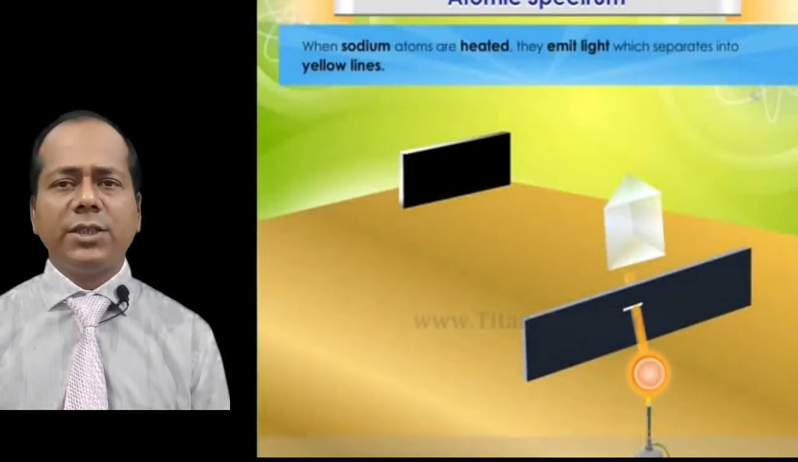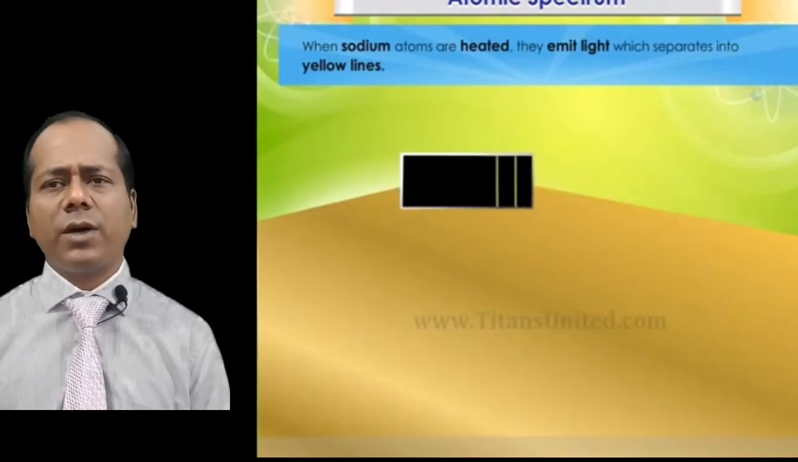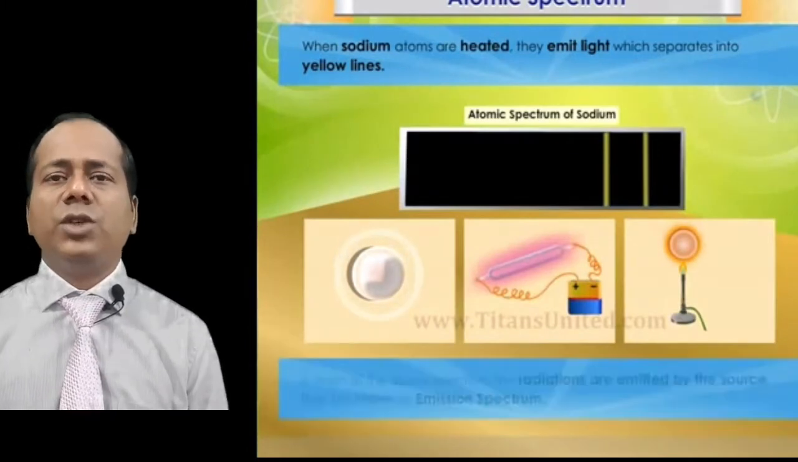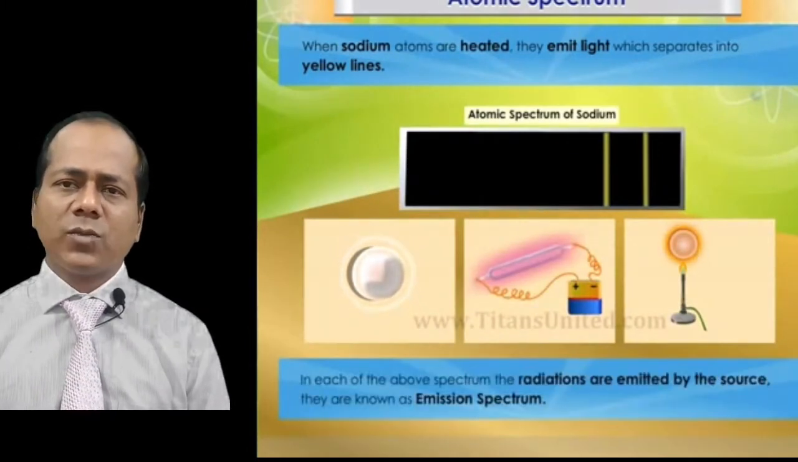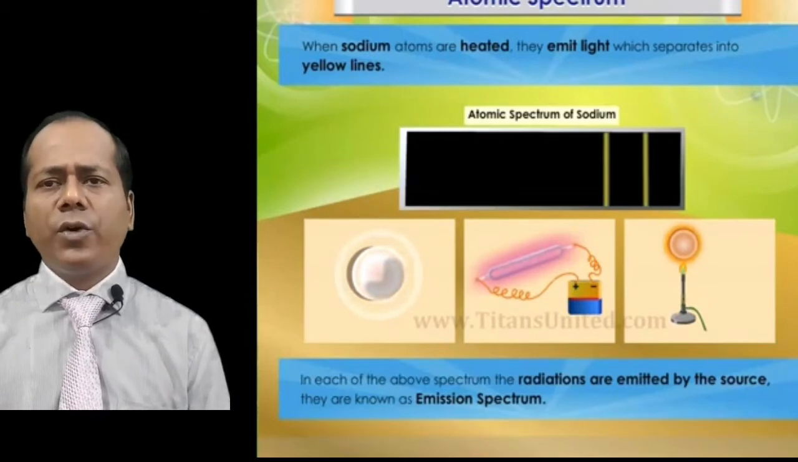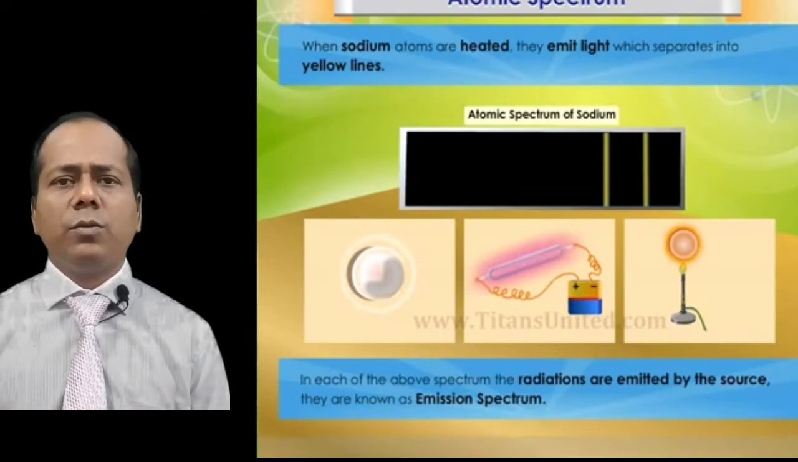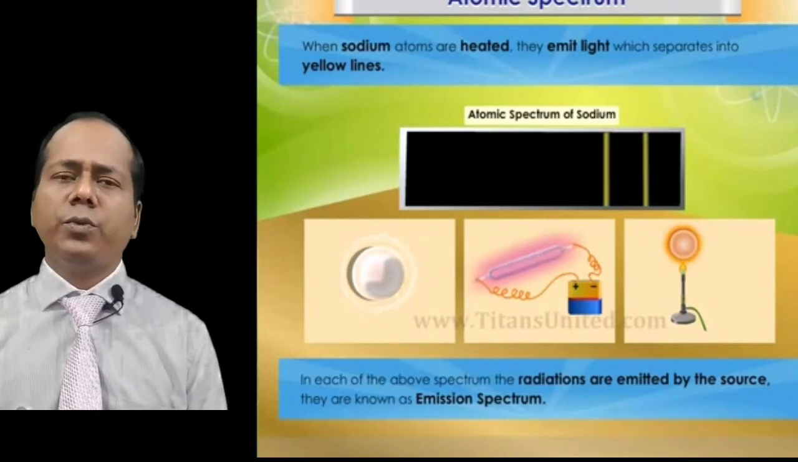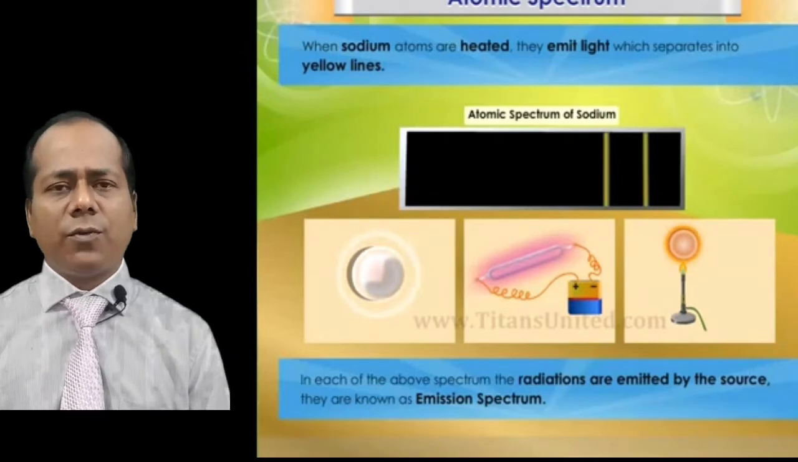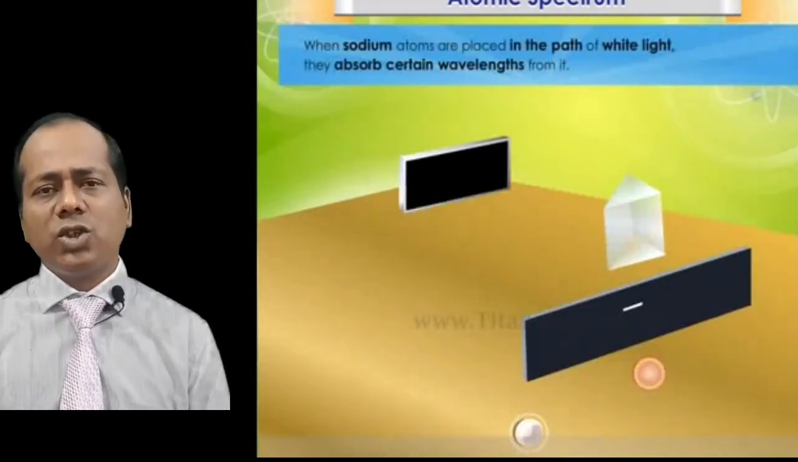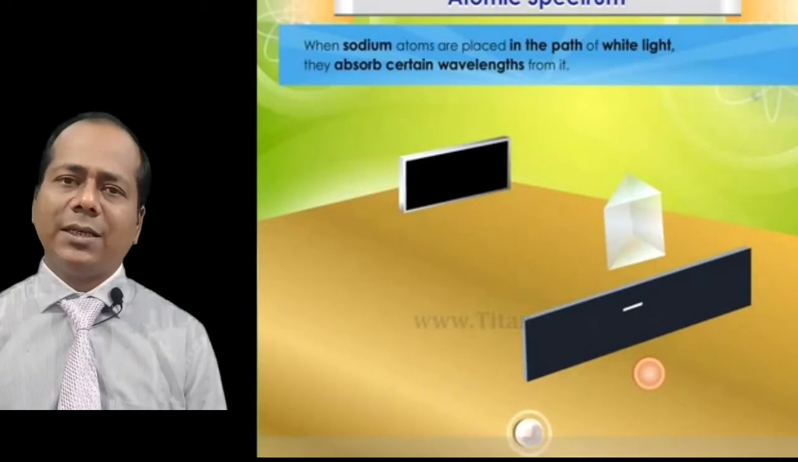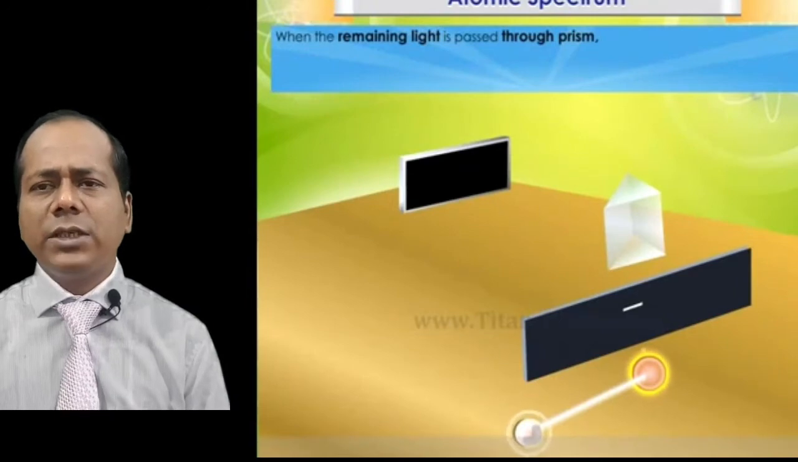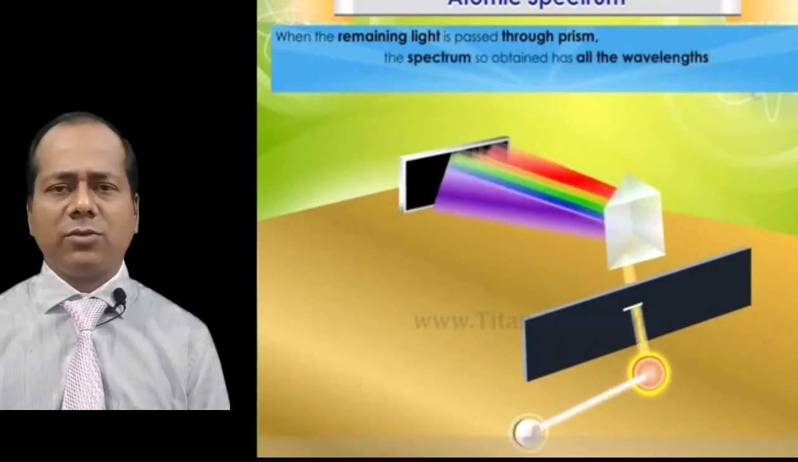In 1885, scientist Balmer discovered the visible lines of the hydrogen spectrum. These are called Balmer series. Balmer found four narrow lines: red, bluish green, blue and violet, which are known to be H alpha, H beta, H gamma and H delta lines respectively. These are present in the visible region of the electromagnetic spectrum.